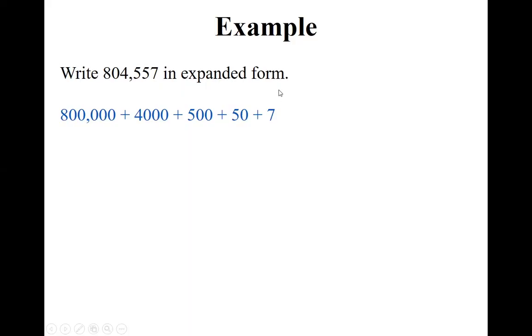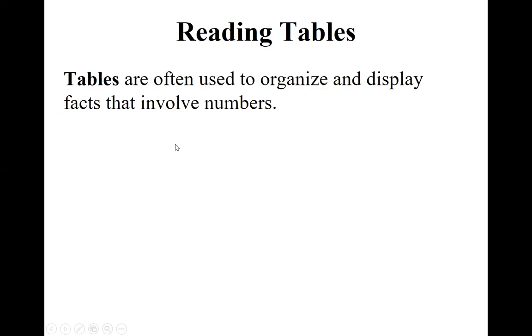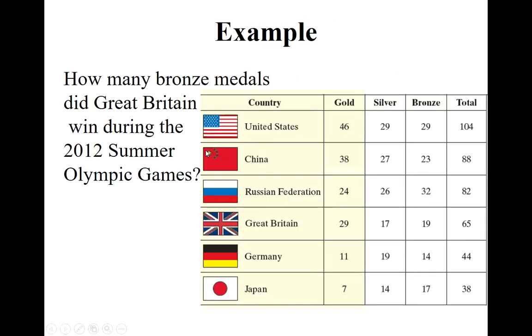On to something completely different, reading tables. Tables are often used to organize and display facts that involve numbers. So here's a table. It shows a bunch of countries. It shows gold, silver, bronze, and then some numbers. So these are numbers of medals that certain countries won. The question specifies that they won them during the 2012 Summer Olympic Games. There's also a total column.